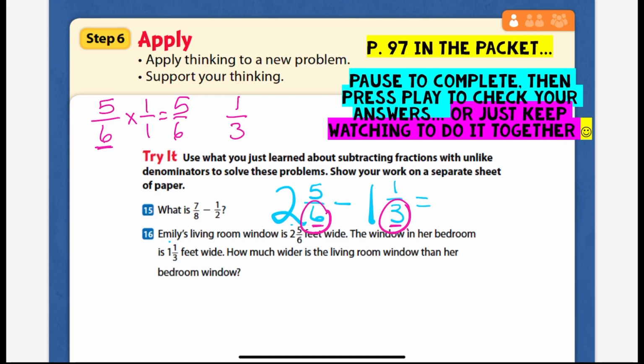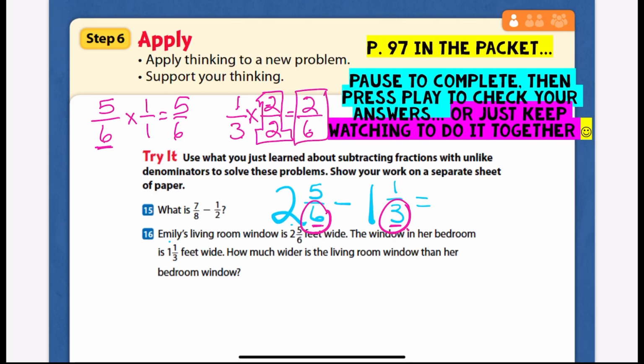1/3, we do need to change that to a 6th. So in order to get that to a 6th, we need to multiply 3 times 2 to get 6. If we multiply 2 on the bottom, let's multiply 2 on the top to keep our value at 1. 1 times 2 is 2. So that is our equivalent fraction.